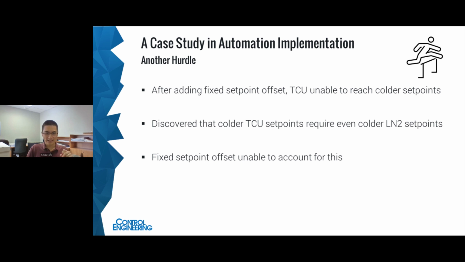Yeah, so everything was great, except when we went back to testing with the colder set points like -60, -70 degrees Celsius, we found that now we're not able to actually reach set point anymore. We observed that the colder TCU set points required an even colder LN2 set point. What I mean by that is so maybe at -30, -40 degrees Celsius, that offset of like 5 degrees Celsius worked really well. But once we got up to -60, -70 degrees Celsius, we need an offset of like 8 or 9 degrees. So the LN2 was much colder. So what we found was that the fixed set point offset just simply was too limiting. It wasn't able to account for this other factor.